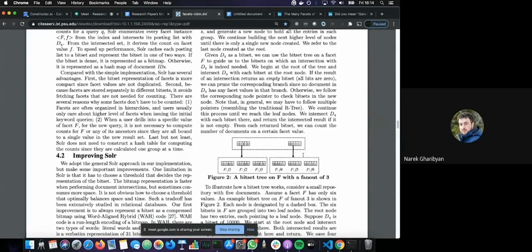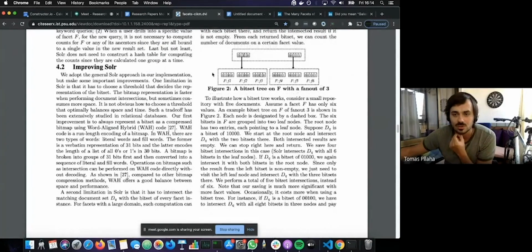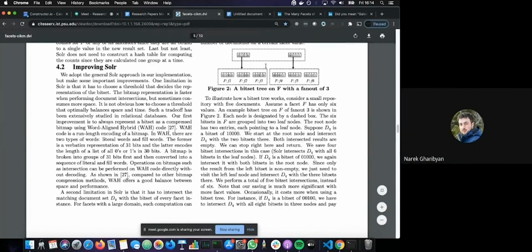Okay. Does this tree always have 2 layers? No. Normally you will have many more. If you have 100 facet values, you will have them grouped into 100 leaves. Well, let's say if you have 12 facet values, then you will have four leaves.